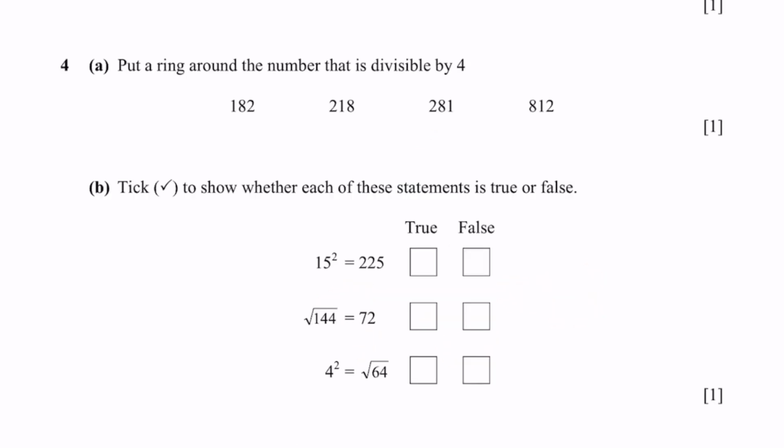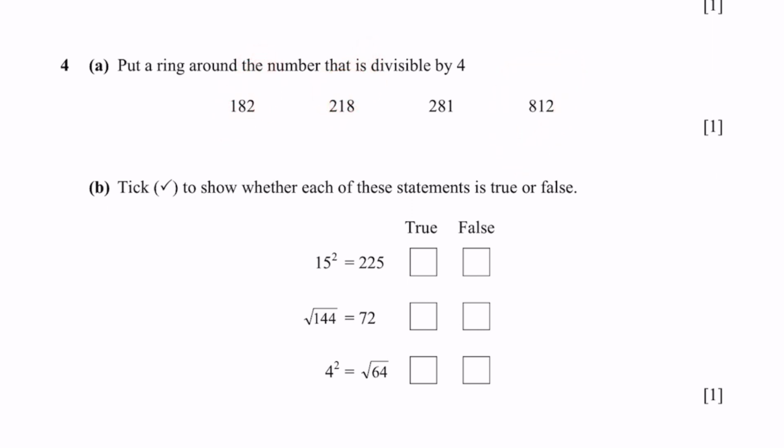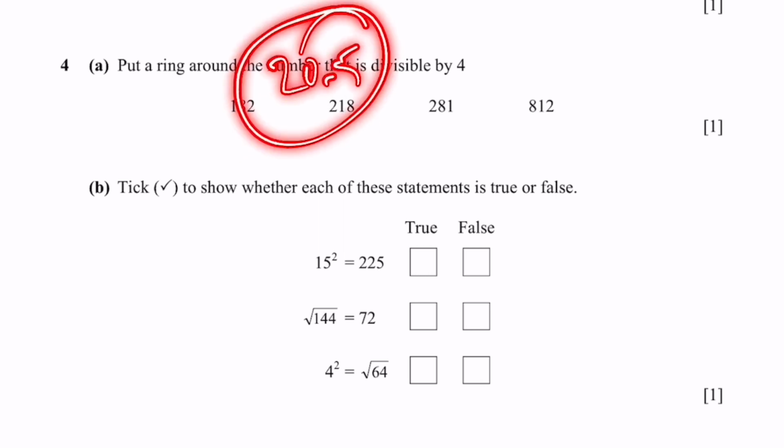Question 4. A. Put a ring around a number that's divisible by 4. 1882, 218, 281, 812. We know that 281 cannot be divisible by 4 because it's an odd number. Now the rest 3 are even numbers. So first, how do we know if a number is divisible by 4 even if it's even? We have to see the last 2 digits, and if these last 2 digits are divisible by 4, then the number is divisible by 4. Here it's 1882, so we consider 82. This is not divisible by 4 because when we divide it, the answer is 20.5, and this is not an integer.